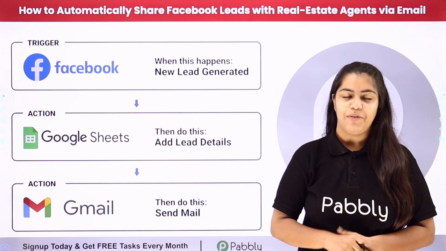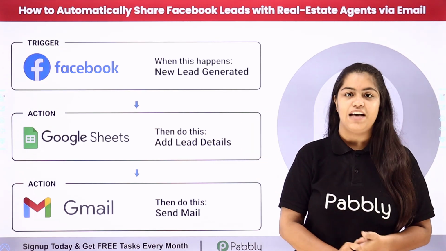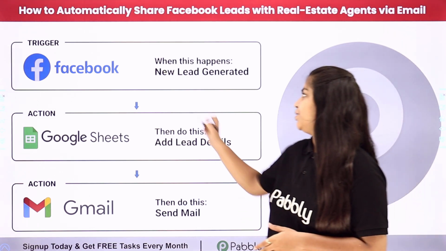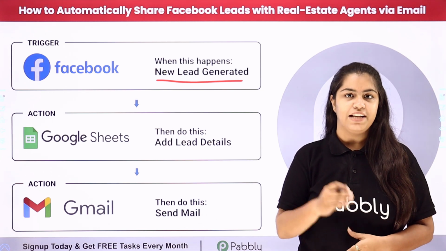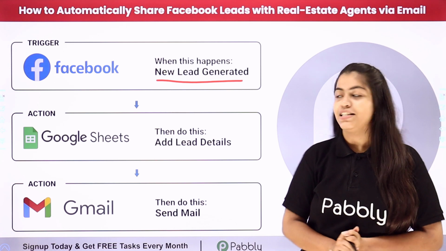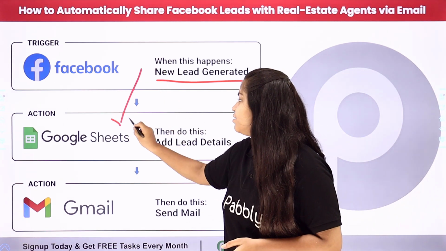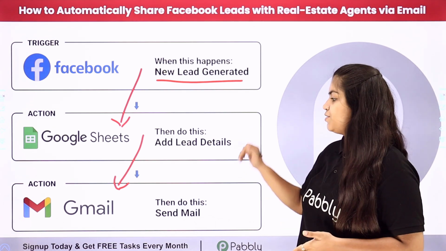So I'm doing the same, I'm running a real estate business, and to promote and grow my business I'm using Facebook lead ads. And now I want that as soon as a new lead is generated in my Facebook lead ads, automatically that lead should be assigned to different agents based on the property type. So for this we are going to create a connection between Facebook lead ads, Google Sheets and then Gmail. So I'm going to assign the leads with the help of Google Sheets and Gmail.